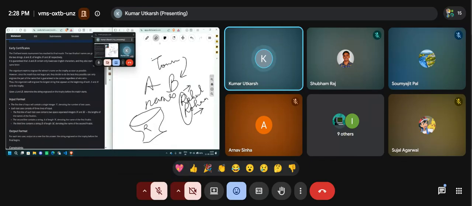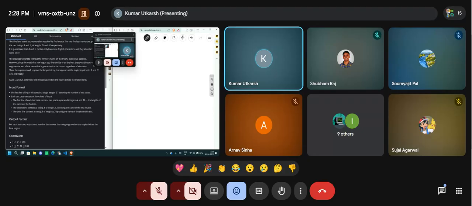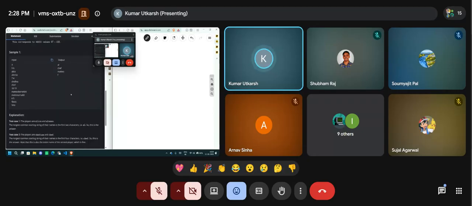So what do I mean? Let's check the sample test case here. Like it's Alice and Alonso. Alice and Alonso have AL in common, so this AL is common here. The question is pretty straightforward. It depends on how we answer it. There are multiple codes in general.